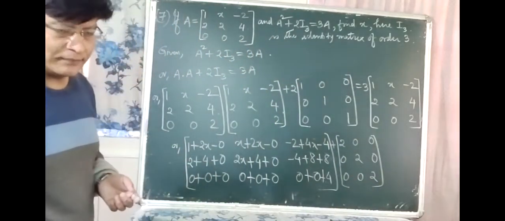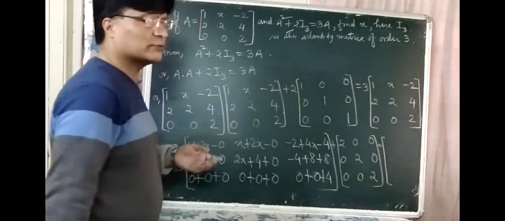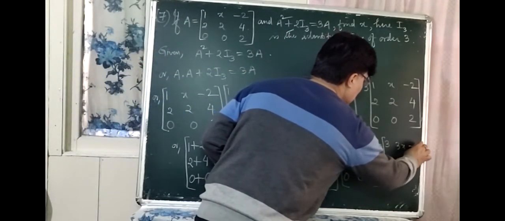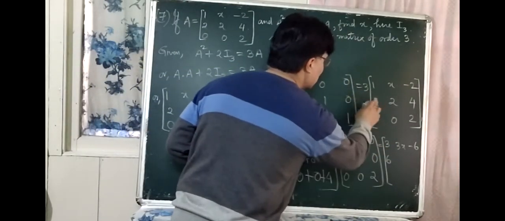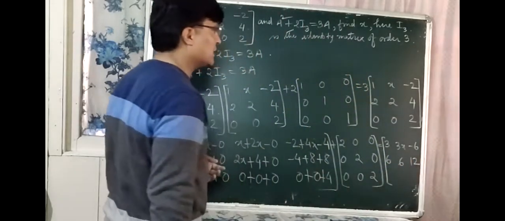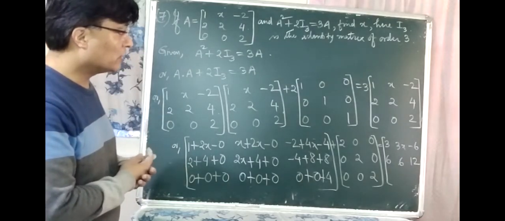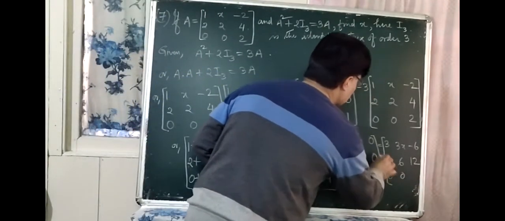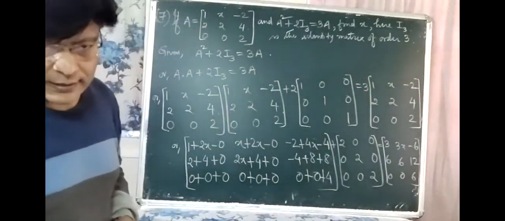Is that clear? Now on the right hand side also, 3 is the scalar multiplication of that matrix. Multiply all the elements by 3. This is 3, 3x, -6. 3 twos are 6, 3 twos are 6, 3 fours are 12. 3 ones are 3, 3x, 6, minus 6. Last one: 3 zeros are 0, 3 zeros are 0, and 3 twos are 6. So this is your right hand side.